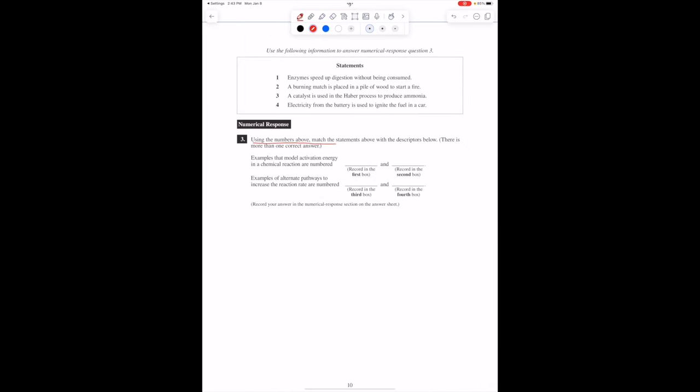Using the numbers above, match the statements above with the descriptions below. There is more than one correct answer. Oh, interesting. Okay, so examples that model activation energy in a chemical reaction are numbered. Examples of alternate pathways. Okay, so this is about activation, and this is catalysts, right? Without even looking up yet, I haven't even looked at this. I'm just thinking to myself, here's in my head what they're asking about.